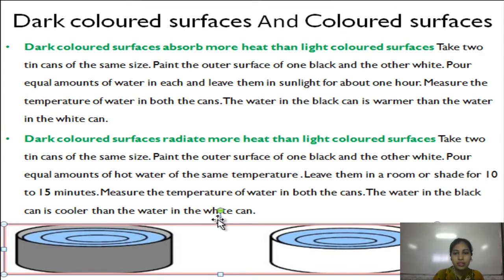In the same way, you have to take 2 tin cans of the same size. Paint the outer surface of one black and the other white. And put an equal amount of hot water of the same temperature in both the cans. Leave them in a room or shade for 10 minutes. Measure the temperature of water in both the cans. You will notice the water in the black can is cooler than the water in the white can because dark colored surfaces radiate more heat than the light colored one.